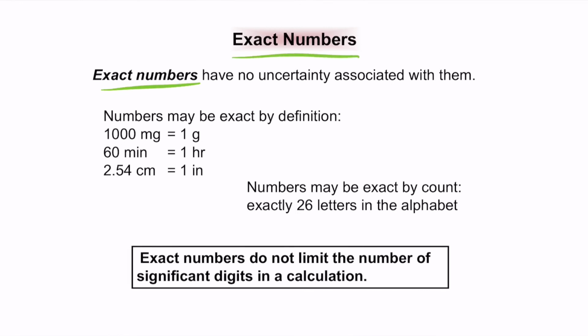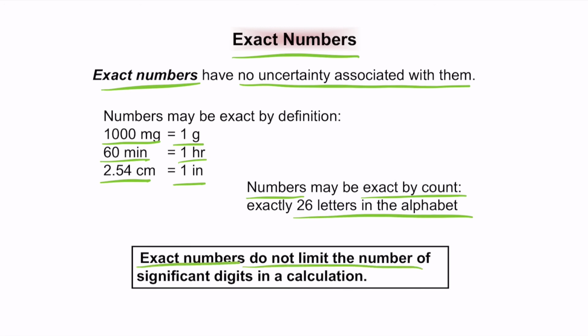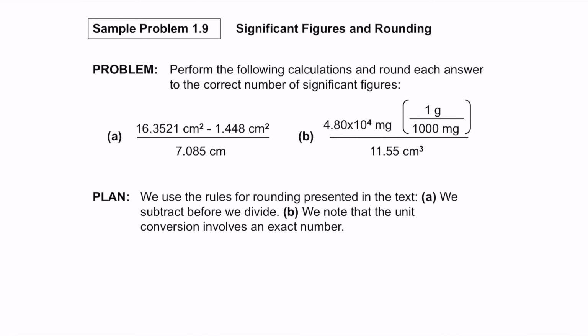Exact numbers generally have no uncertainty associated with them. So numbers by definition, for example, 1000 milligrams is 1 gram, 60 minutes is 1 hour, 2.54 centimeters is 1 inch. These are numbers that may be exact by count, exactly 26 letters in the alphabet. So exact numbers do not limit the number of significant figures in a calculation. So exact numbers cannot have any influence on the number of significant figures. So for example, in this case here, try to find out the total number of significant figures in the final answer. So use this as a problem and try to solve it.